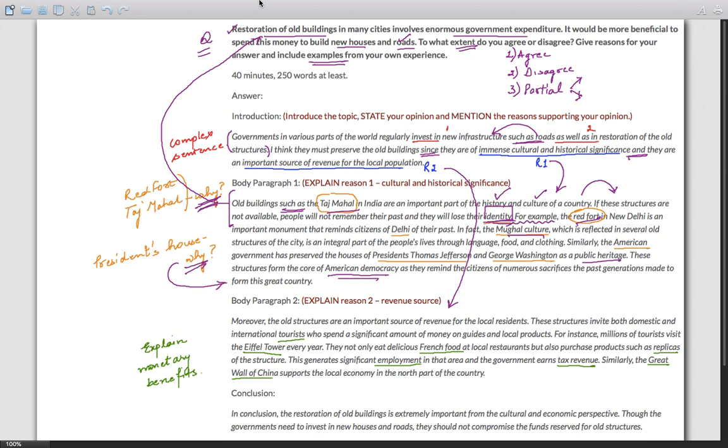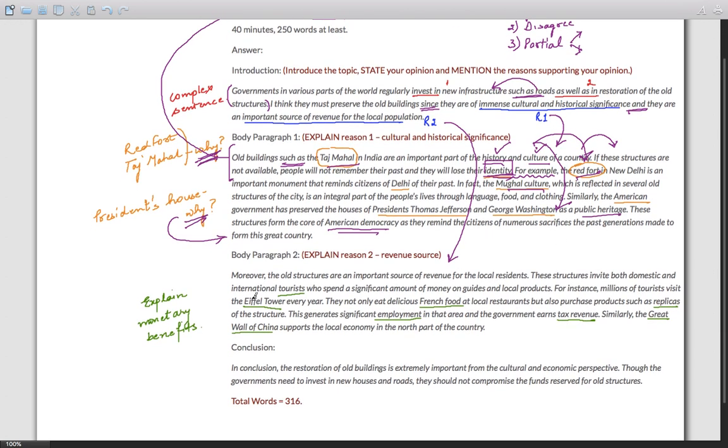So I have given reasons why these old buildings need to be restored, because they form an important part of history and culture, and I've explained history and culture amply through the two examples, Red Fort and the President's House. Then is the time for reason number 2. They are an important source of revenue for the local population, and let us come to that.